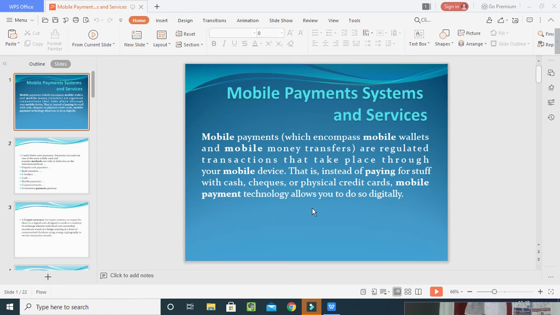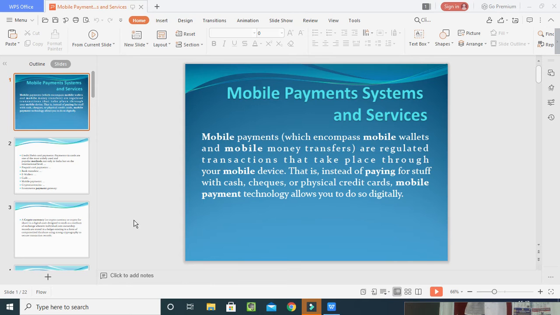to do so digitally. That means, the payments you used to pay either by cash, or by check, or by credit card, now there is no need of paying that way. Thus, you can go for that digitally. You can pay the amount to the company or the places.